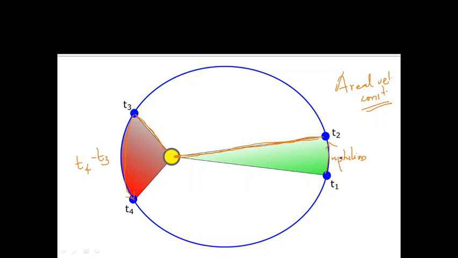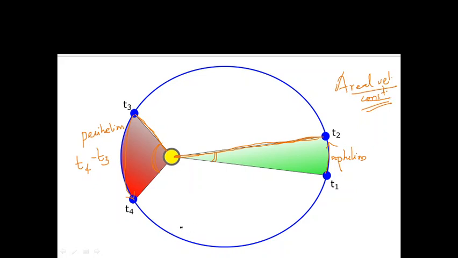Or we can see that the angular velocity, here you can see this angle is much smaller than this angle, right? So near the perihelion point, the angular velocity will be larger, and when the planet is at the aphelion point, its angular velocity will be lower. Either way, areal velocity is constant.